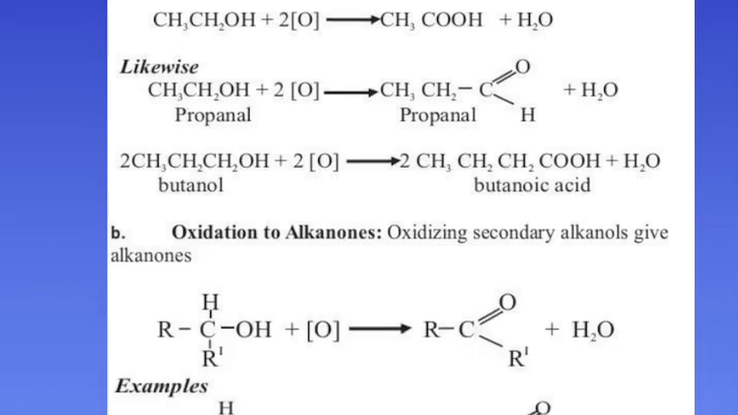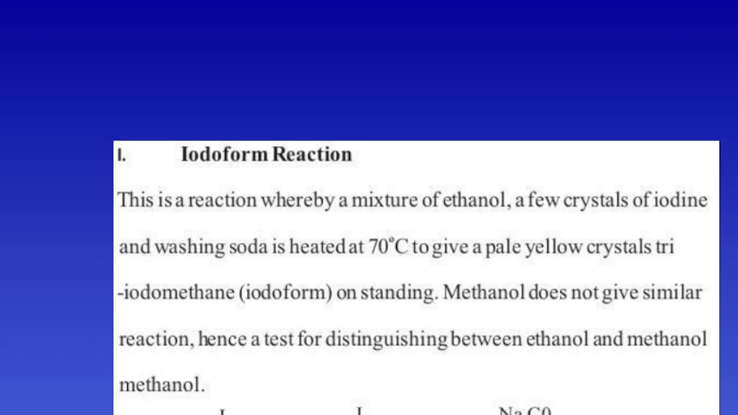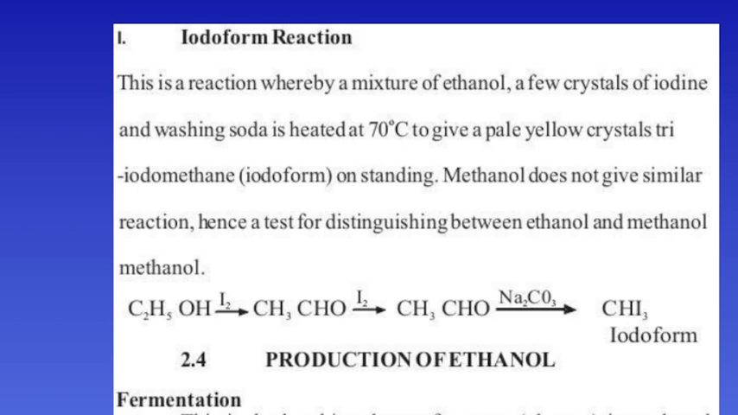Okay, moving ahead. We would now get into the iodoform reaction. The iodoform reaction is one of the characteristic reactions of alkanols. Whenever an alkanol, and ethanol specifically, is mixed with a few crystals of iodine in the presence of your washing soda, that is your sodium carbonate, it is then heated to give a pale yellow crystal of triiodomethane. Triiodomethane is your iodoform, which has the characteristic antiseptic smell. Just have that in mind, that the ability to produce iodoform is one of the characteristic reactions of alkanols. So have that in mind.